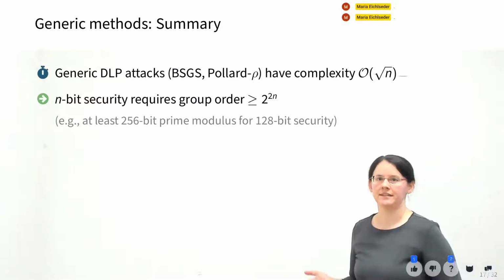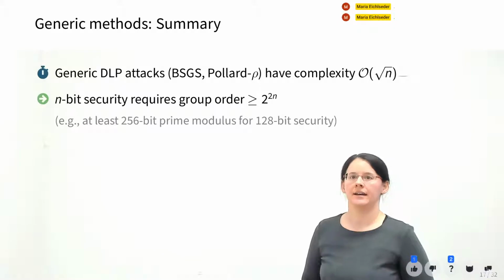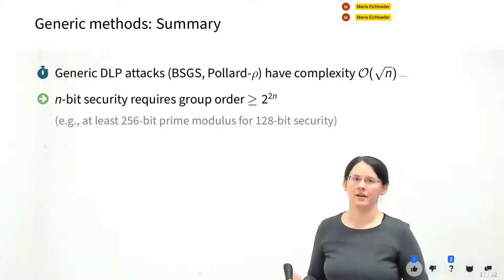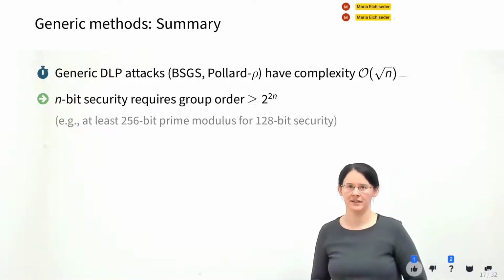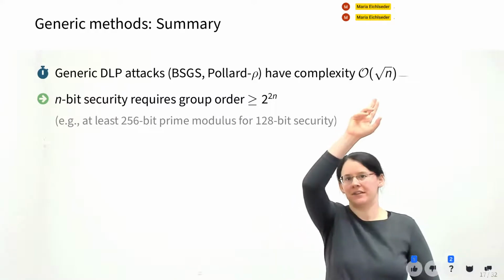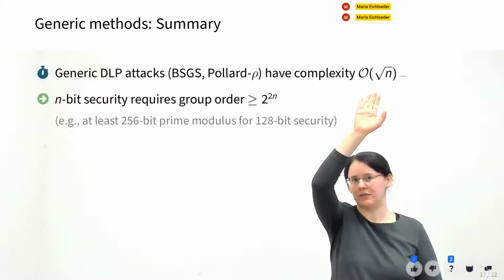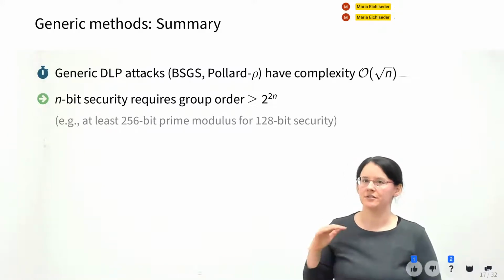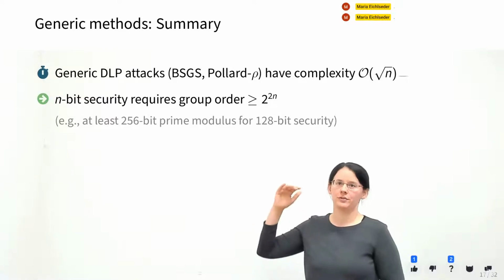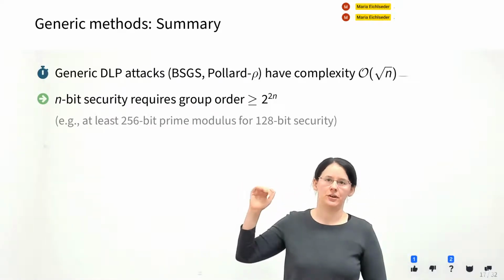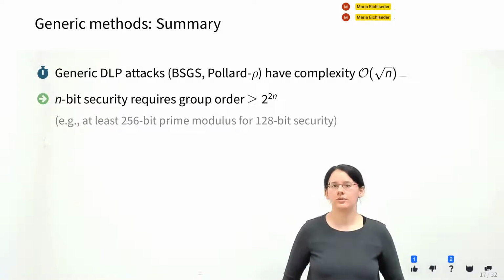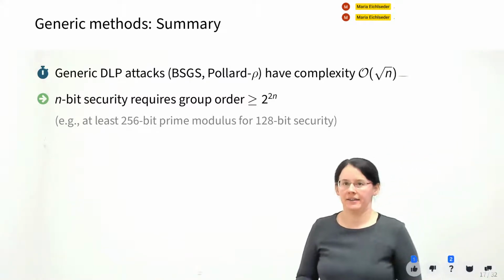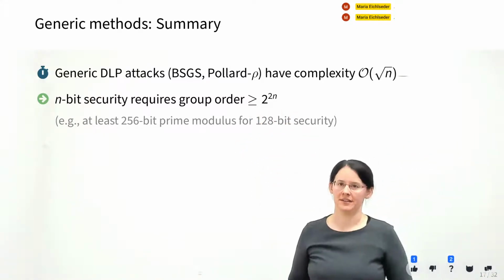So to summarize these general purpose methods, we saw that two of them have this same complexity of square root of n. So this is exponential, but the exponent is only half of the size of the security parameter. So in other words, as a very minimum security level, if I want to achieve n-bit security, I need to have groups with a size of at least 2 to the 2n. So the doubling is because there's a square root here and not just n. And the 2 to the something is because the group order is the exponential thing.